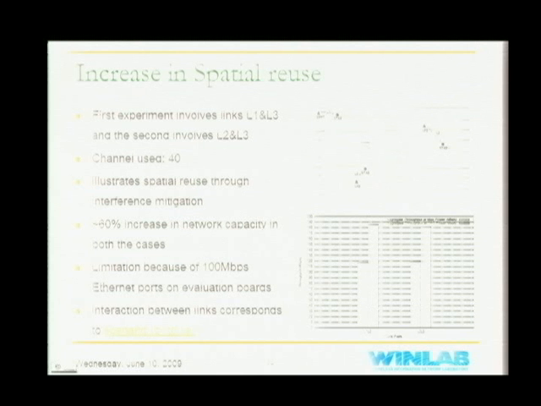Why does your Ethernet board cap it at 60% improvement? Excuse me? Are you saying that your Ethernet board caps it at 60% improvement? Oh no, that's because the maximum that I can push is 94. That is also the case in the experiment that does not use power control.